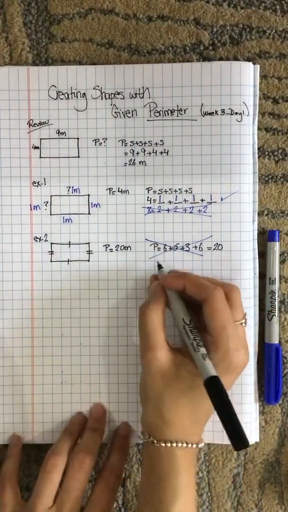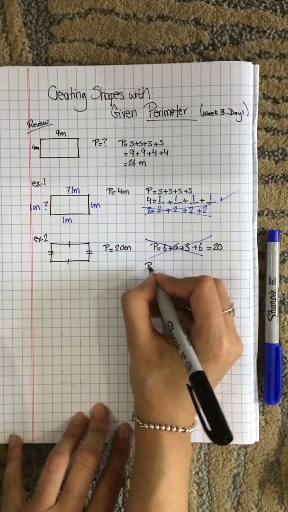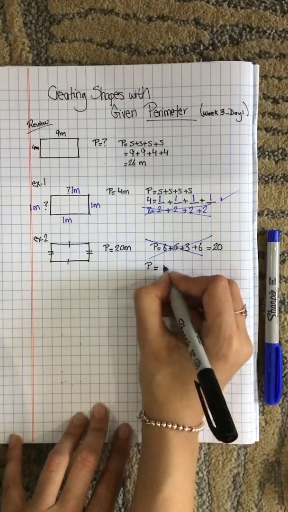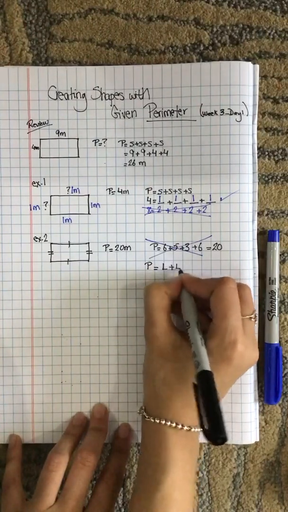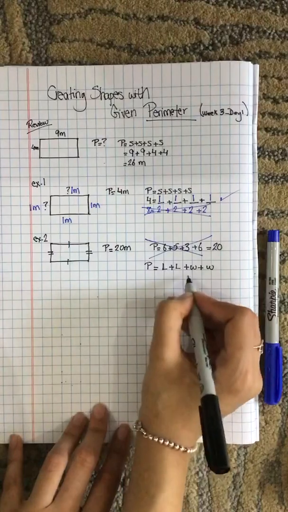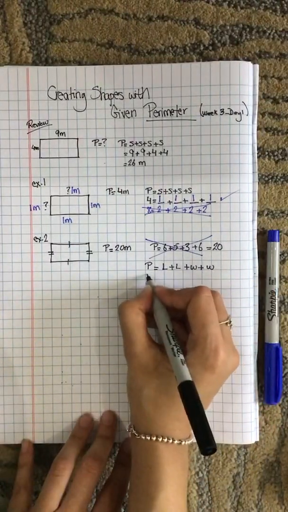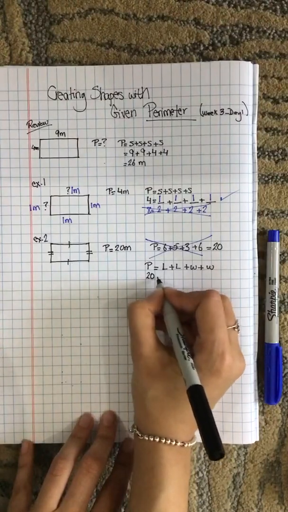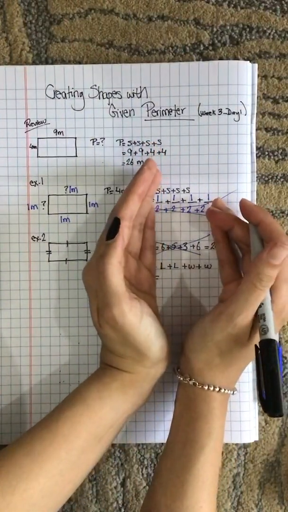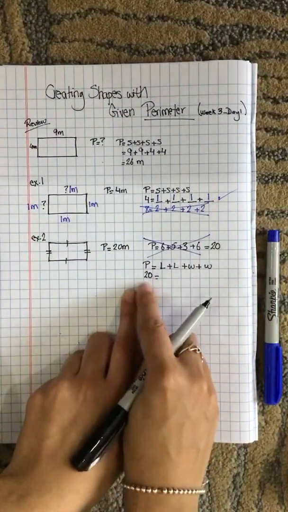So sometimes it's easier if kids do this, and you can do this if it helps you. Perimeter is equal to L, so length, plus width, plus length, plus width. So you know these two have to be the same, these two have to be the same. So now let's try plugging some numbers in. I know everything here has to equal 20, right? Something plus something plus something plus something has to equal 20.